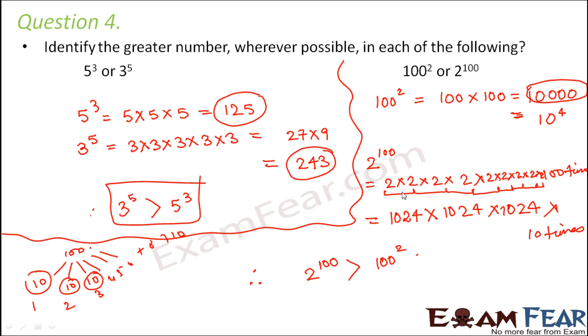So instead of multiplying 2 for 100 times, we divided 2's into groups of 10. So in each group we have 10 2's. Now the product of 10 2's is equal to 1024. So how many 1024 we have? We have 10 1024. So looking at that, we can say that 2 to the power 100 is greater.